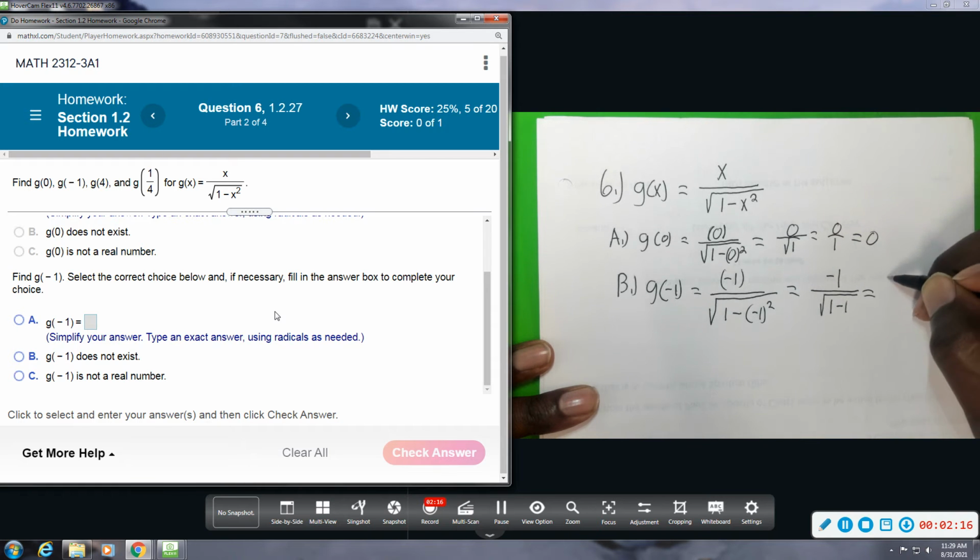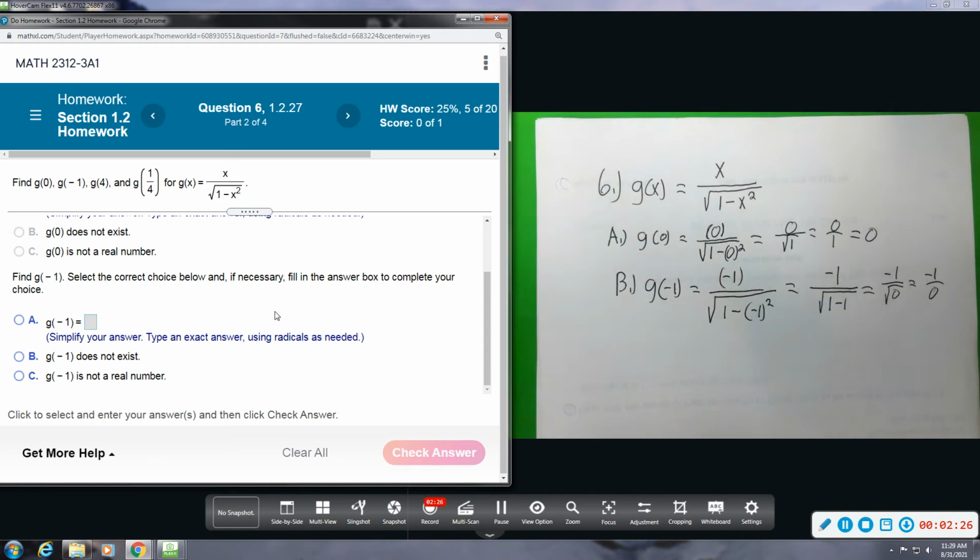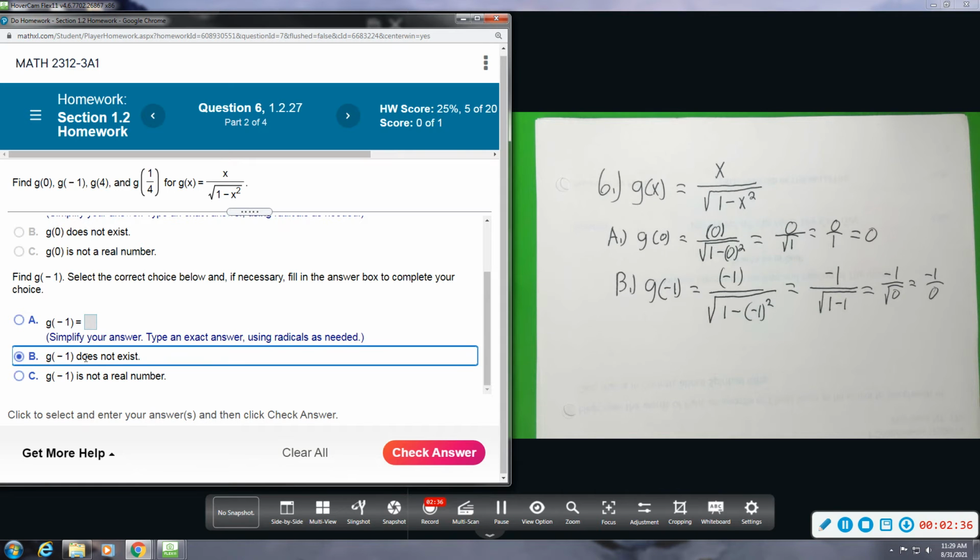So from here we have -1 over the square root of 0, so -1 divided by 0. We cannot have 0 on the bottom. In this instance, the answer is undefined. There's no solution here, so we won't choose A. B is the one that says the answer does not exist, and that's going to be the better answer here.